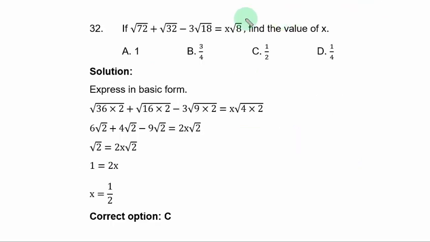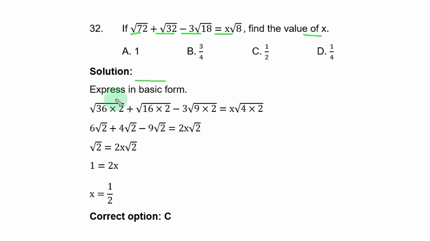Question 32. If root 72 plus root 32 minus 3 root 18 is equal to s root 8, find the value of s. You simply express each term in basic form. In basic form, you look for a factor of each number that is a perfect square, a number whose square root is a whole number.